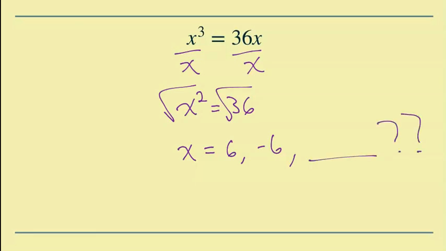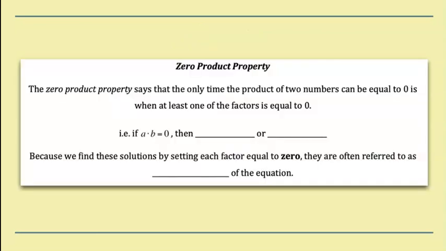There is another number that works that we have divided away, and that number that also solves this equation is if I let x equal 0. But if you do this just by taking square roots, you miss out on that 0. And so we need a method of solving these kinds of problems that doesn't let us miss any of the zeros. So that method is called the zero product property.